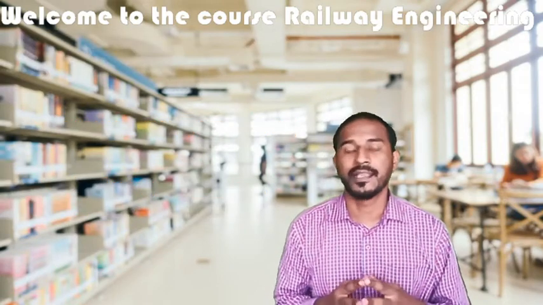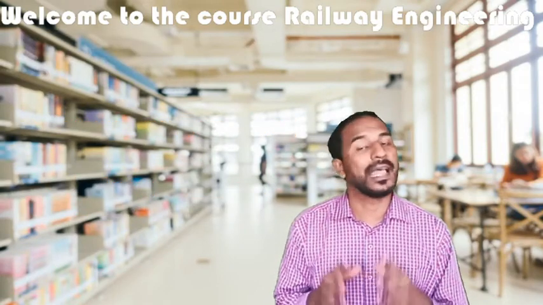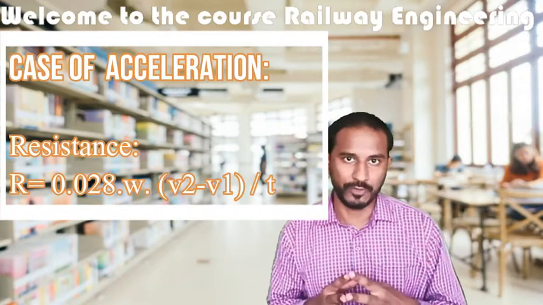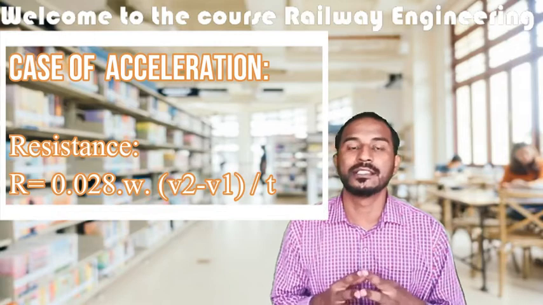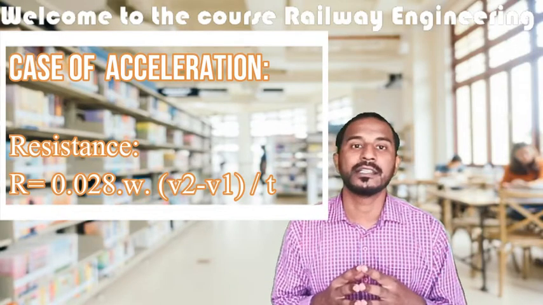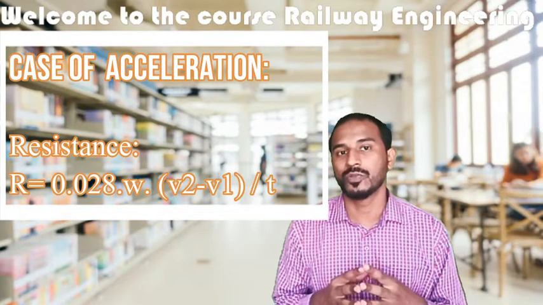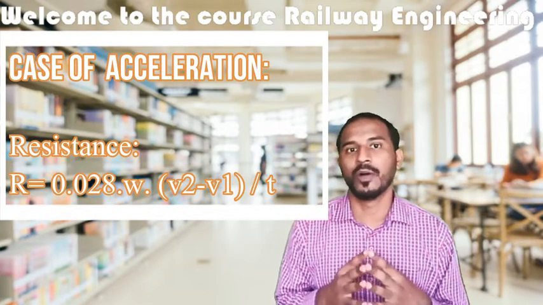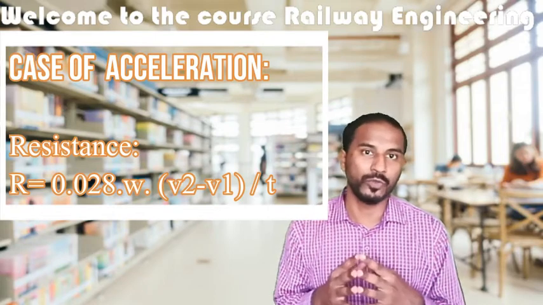The other case is the resistance due to acceleration. This resistance can be found with the help of the given equation. Here W is the weight of the train in tons, V1 is the initial velocity, V2 is the final velocity, while T is the time required to reach the speed V2 from V1.